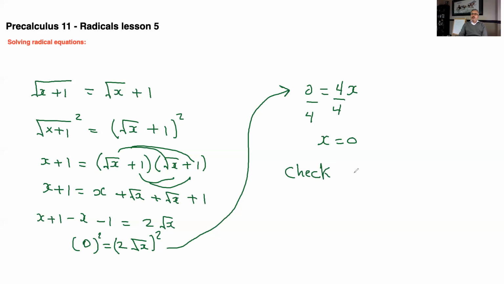So root 0 plus 1 equals root 0 like that plus 1. So you're checking in the original question. And that will give you square root of 1, which is 1. And that's square root of 0. 0 plus 1 is 1. So check. Therefore, this works. Let's go to the next example.